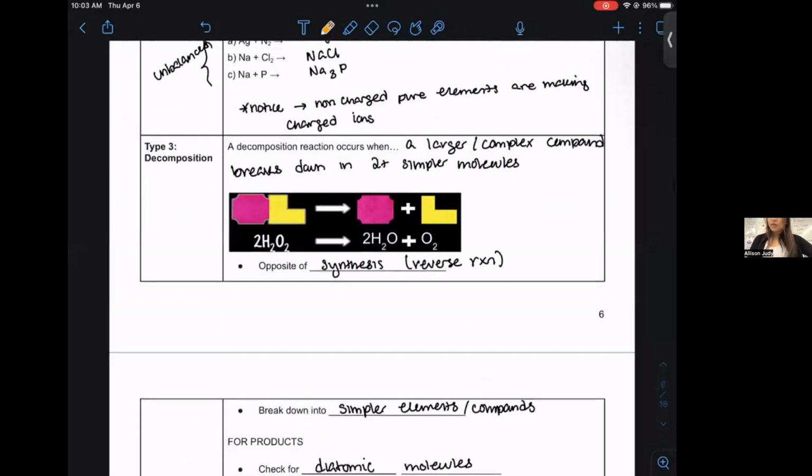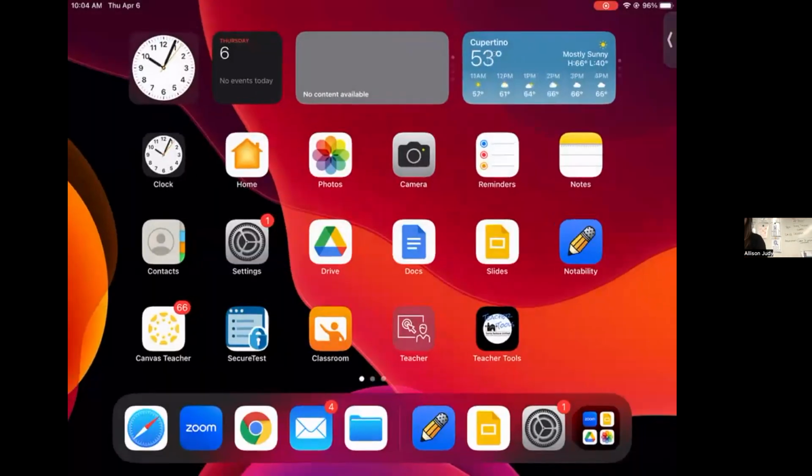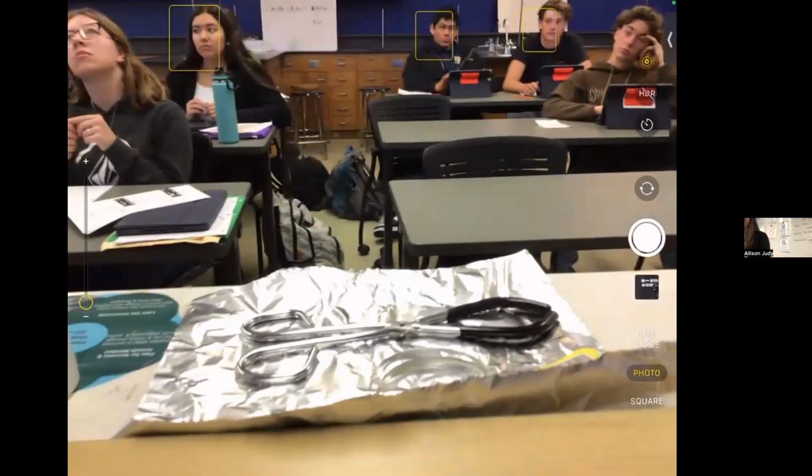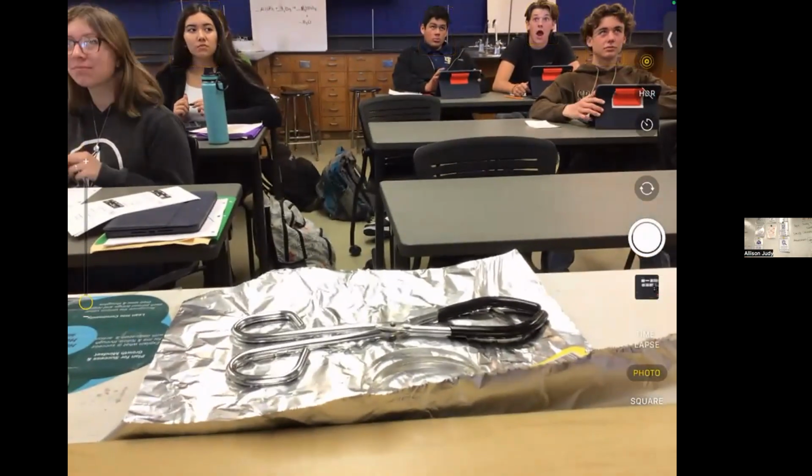So for a little example, Eliana, here's an example of a synthesis reaction that we're going to observe. And actually, maybe I don't need you. It's good that it's propped. Sorry. I mean, I need you in my life, but all right.